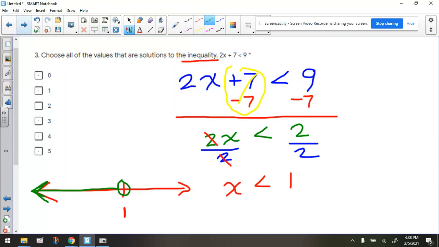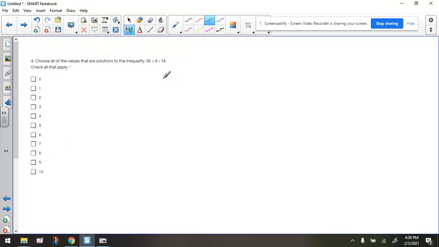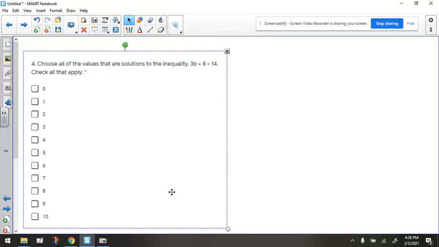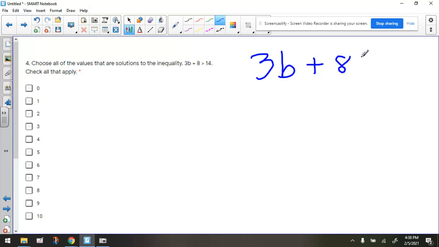All right, so now let's look at number 4. Similar situation where we have a lot of numbers to choose from. So let's write it down, it's a little small. Maybe I can make that a little bit bigger. All right, so the inequality is, let's write it a little bit larger so we can all see it. It's 3 times b plus 8, and all of that is greater than 14.